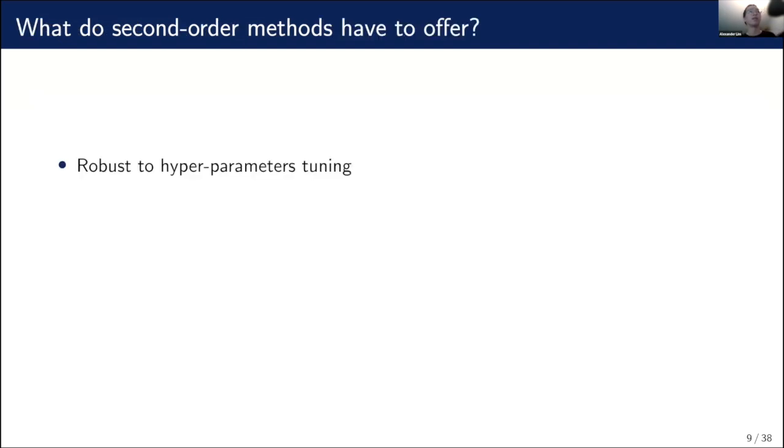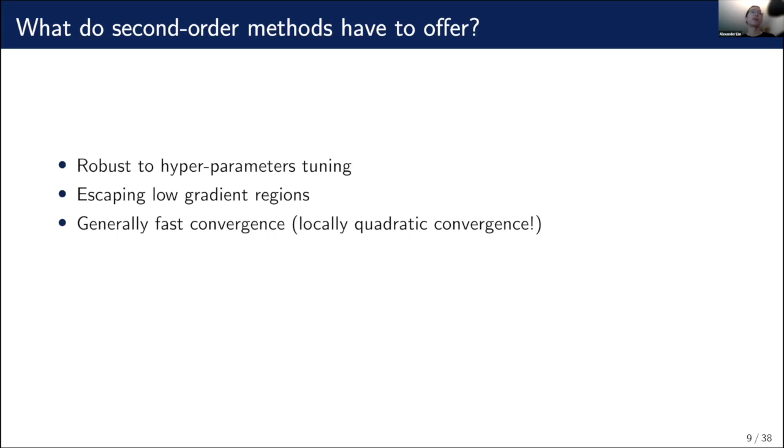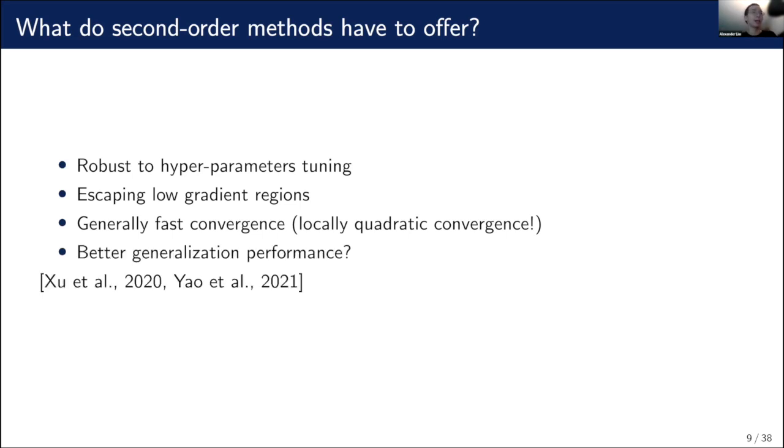So what benefit does it offer? First, it's very robust to hyperparameter tuning, meaning that for any hyperparameter, there's a wide range of acceptable values that you can put. You don't really have to painstakingly look for the right values of the parameters. Second, because you're utilizing the Hessian, it's known to escape low gradient regions very well. Third, generally it has a fast convergence rate. If your starting point is close to the optimal point, it even has quadratic convergence. Fourth, it is sometimes argued that it has better generalization performance. This trait pertains to the ML community, right? Whether or not it generalizes well. And some argue that it might generalize better than the first order methods.